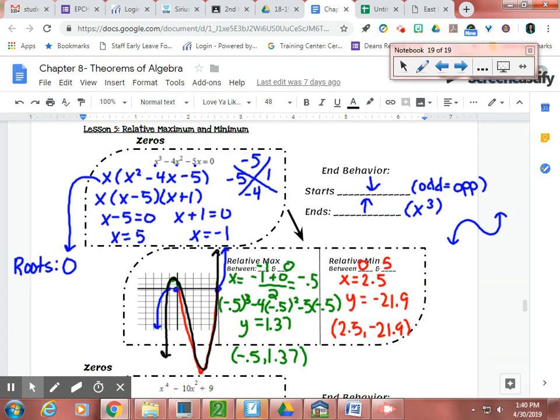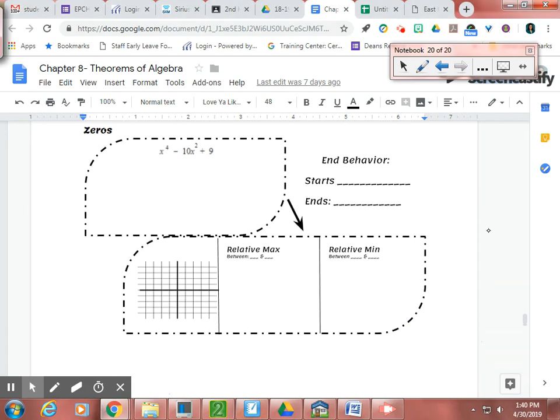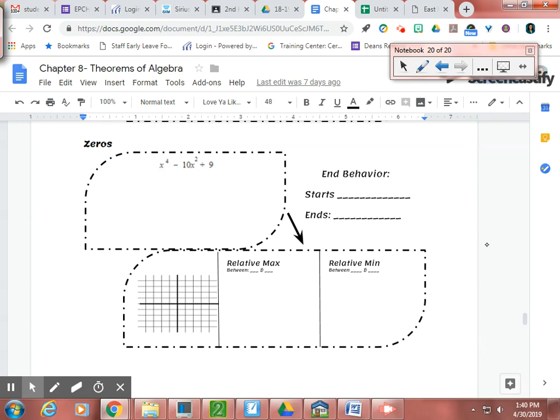Okay, so let's go through one more of those. Same thing here. Start with your end and start behavior just so you know your starting points. This is raised to the fourth, and it's positive x to the fourth, so it's going to be up and up. So it's going to look something like a W.